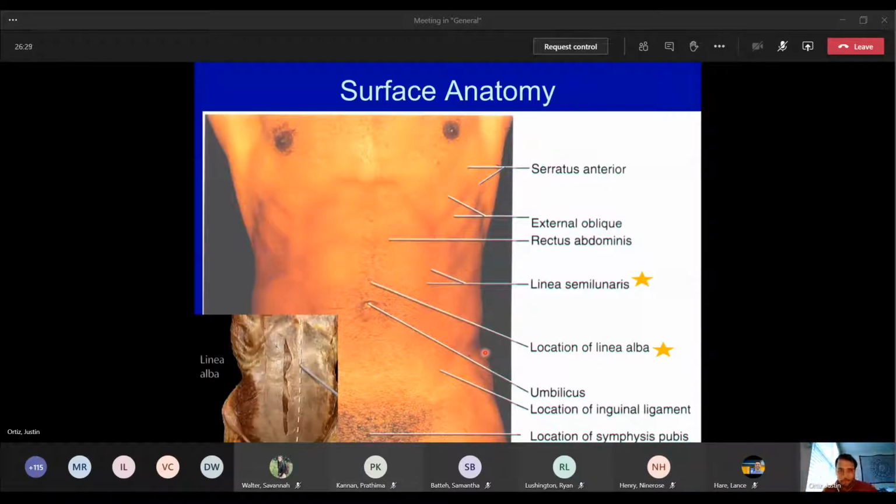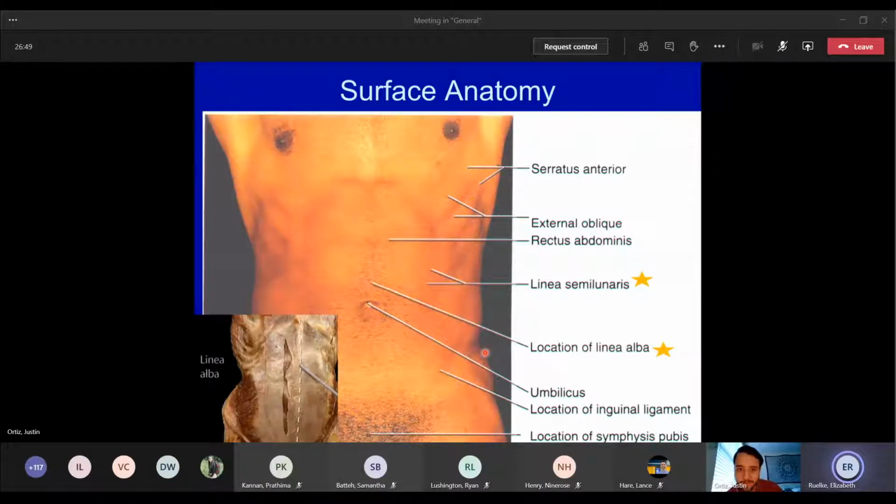Okay, so for the surface anatomy, I just highlighted a few things on this slide that we don't talk about too much. We talk about the external oblique, the rectus abdominis, and the serratus anterior so much already. Does anybody remember what the innervation of the serratus anterior is? Long thoracic nerve. Yeah, the long thoracic nerve. I just throw in questions sometimes to see if you guys are remembering the old material. But yeah, long thoracic nerve. So external oblique and the rectus abdominis, we'll be talking about those a lot more.